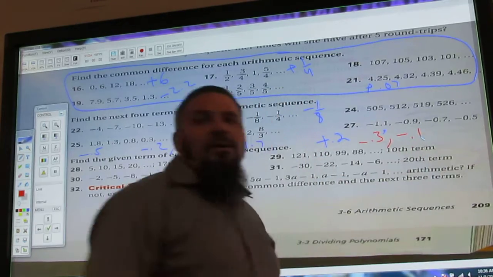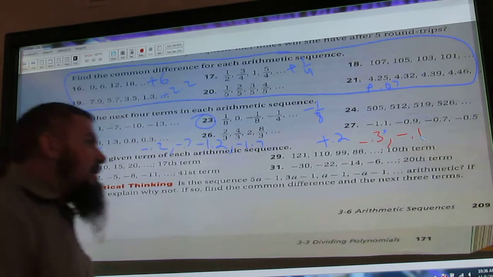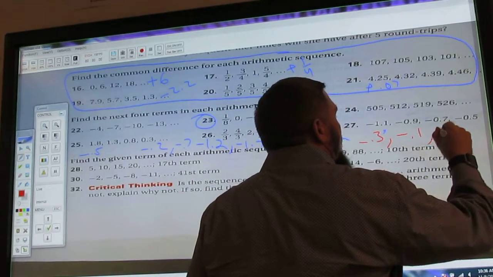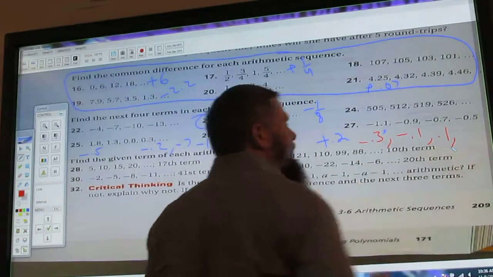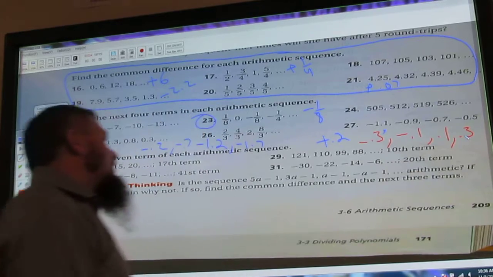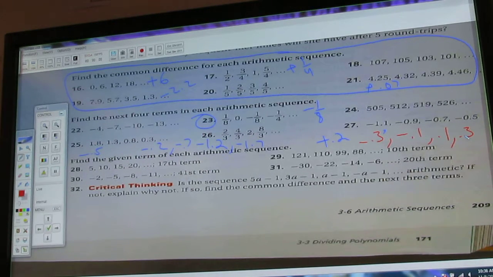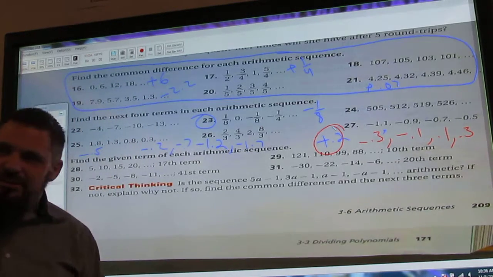Okay, now this is the hard one. Now we're crossing the 0 boundary, right? 0.1. There you go. Alright, now we're adding 0.2 to 0.1. What do we get? 2 and 1, 0.3. Say no more. It's easy. Because we're adding 0.2. Yes. Good game.